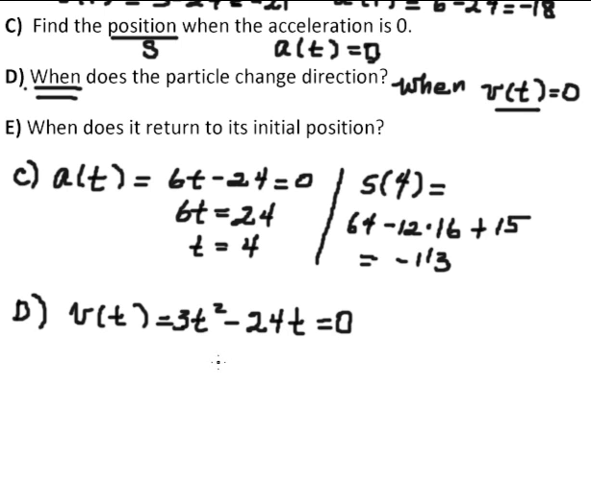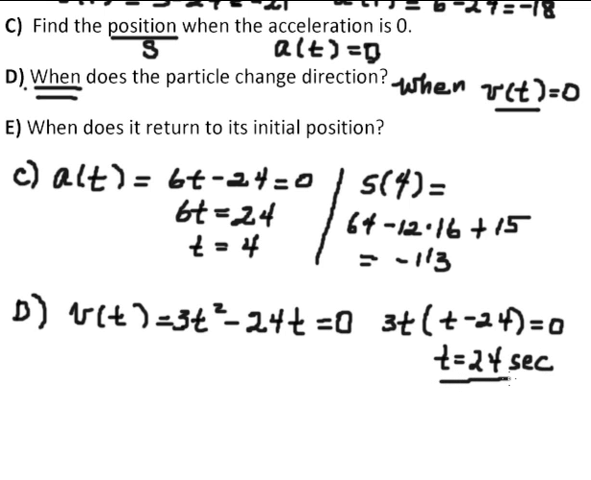All right. Well, let's see. We can factor out a 3t to solve this equation. That might help. So we have 3t, and we're left with t minus 24, equal to 0. So we get two solutions. T equals 0. Well, that's when the particle starts moving, so that's not what we want. T equal 24, that must be when the particle changes directions. So that's the solution.